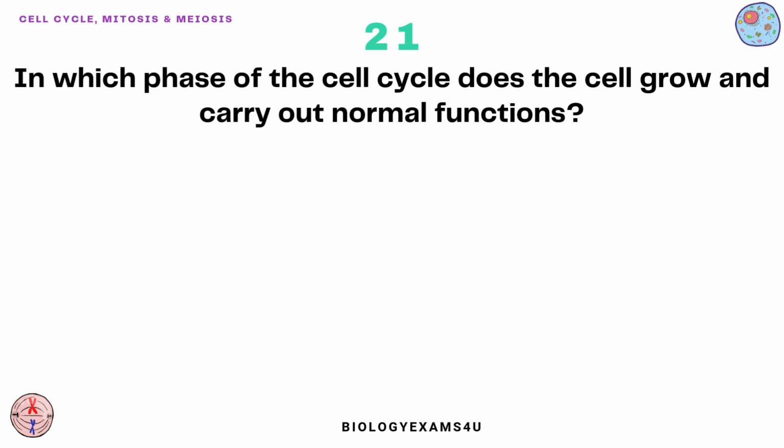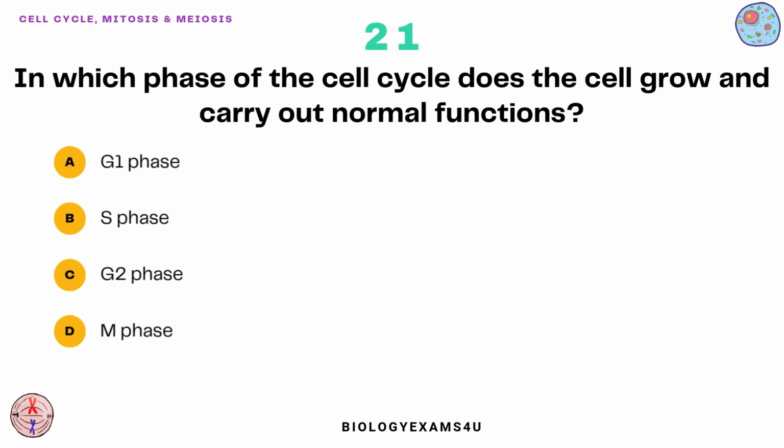Question number 21. In which phase of the cell cycle does the cell grow and carry out normal functions? Options are A, G1 phase, B, S phase, C, G2 phase, D, M phase.